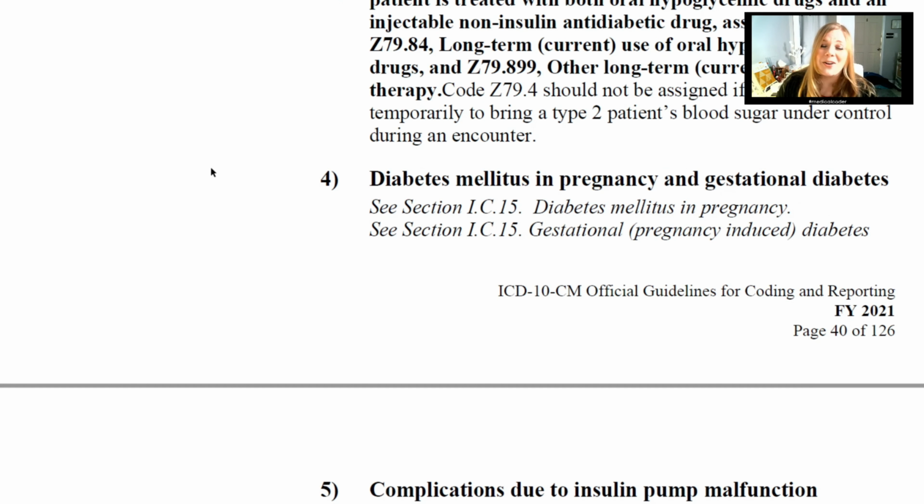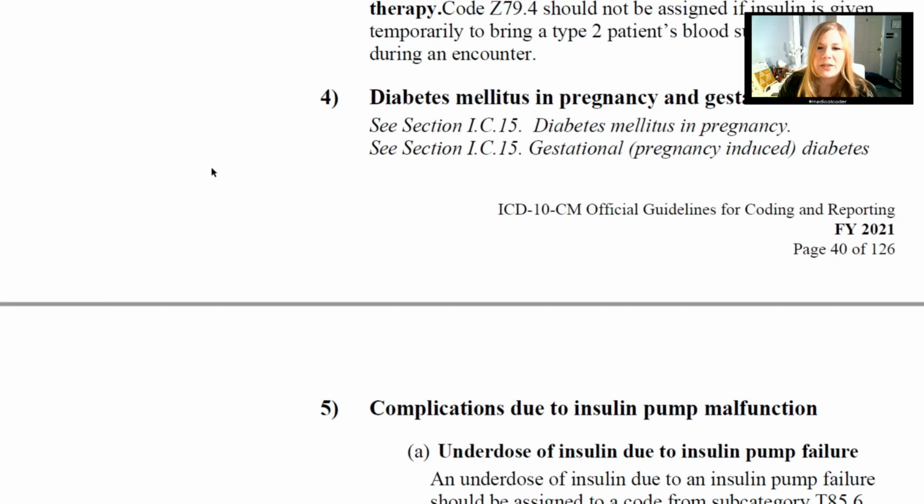As with everything else, our codes from Chapter 15 take sequencing priority, so make sure you check those out for those patients that have diabetes in pregnancy and gestational diabetes.